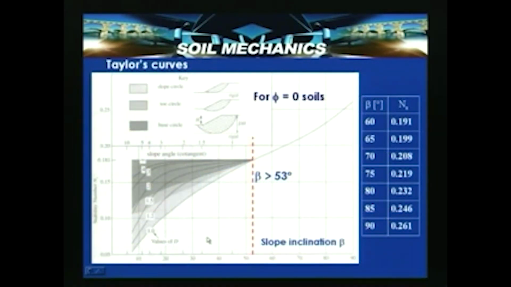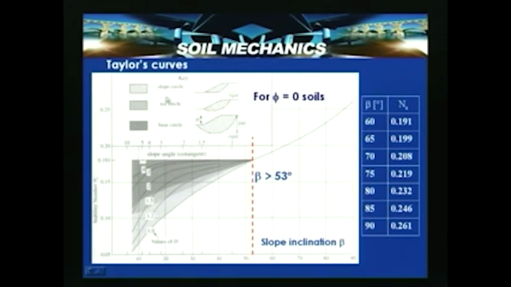Now, in this slide, the Taylor's curves are shown after Taylor 1948, where you can see here that for beta greater than 53 degrees, this Taylor stability number is independent of the depth factor. So, for beta equal to 60 degrees, 65, 70, 75, 80, 85, 90, the stability numbers are given here. For beta equal to 90 degrees, that means this is a vertical cut, the stability number is 0.261, which can be obtained here.